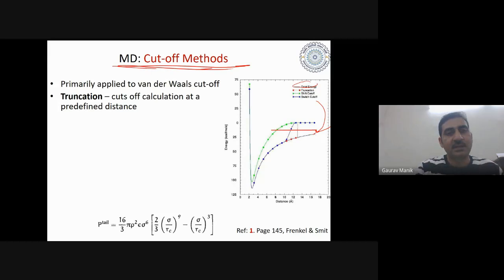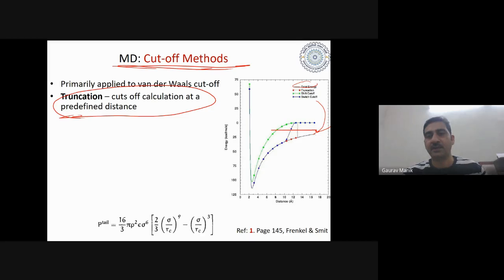The first is the truncation. So you cut off the calculation at a predefined step. So for instance, the red one. At this point, you do a truncation and you say that's it, I will not go beyond this. Okay, so that's a spontaneous truncation.